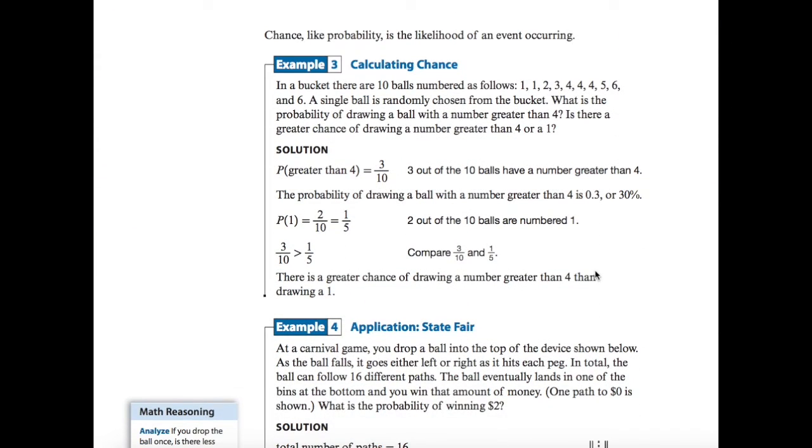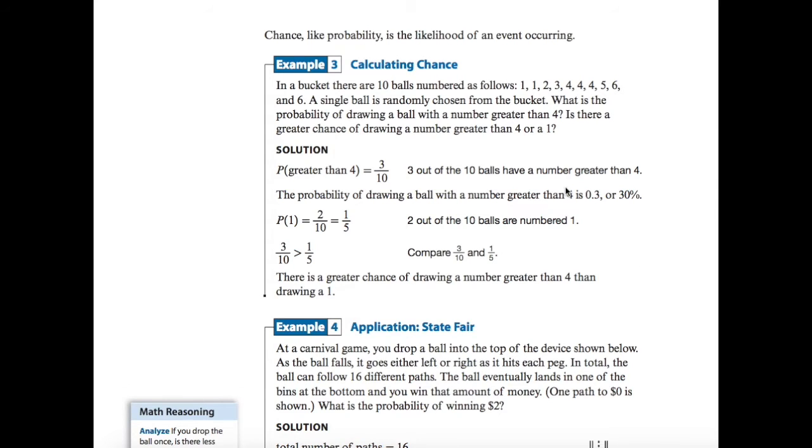In example 3, it asks you to think about probability in the form of chance. Chance, like probability, is the likelihood of an event occurring. And this might be just a change in language to say what's the probability of something happening or what are the chances of that thing happening.